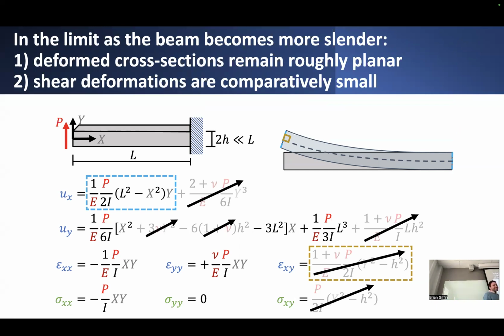So as the slenderness of this beam begins to increase, we notice some interesting things. There's a bunch of terms that appear in the solution for all these different displacement components and strain components and even the stress components, which depend on spatial position and some of these different geometric parameters defining this beam.